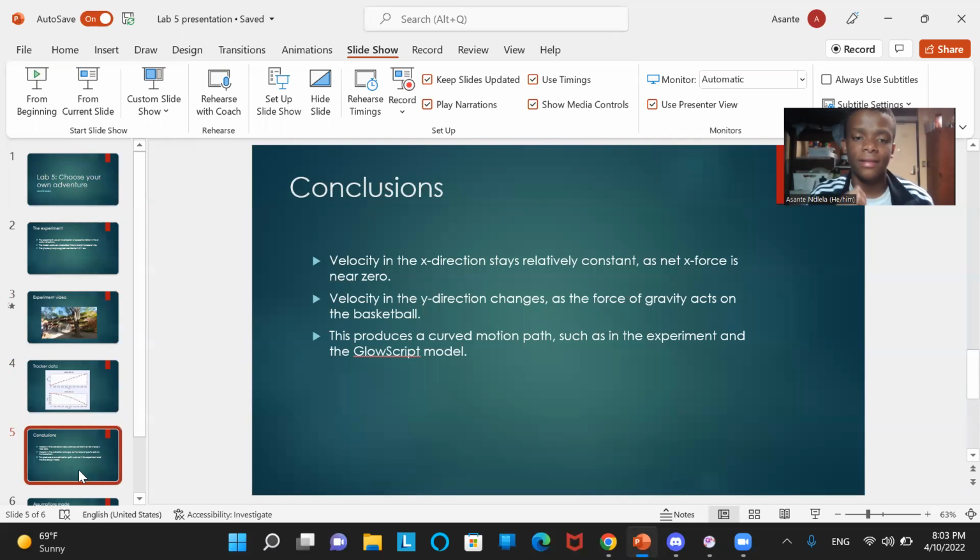So what conclusions can be drawn from this? Velocity in the X direction stays relatively constant. So that implies that the net force acting in the X direction is 0. Velocity in the Y direction changes. This is because the force of gravity acts on the ball and therefore causes the velocity to change. This produces a curved motion path, such as in the experiment and the GlowScript model.